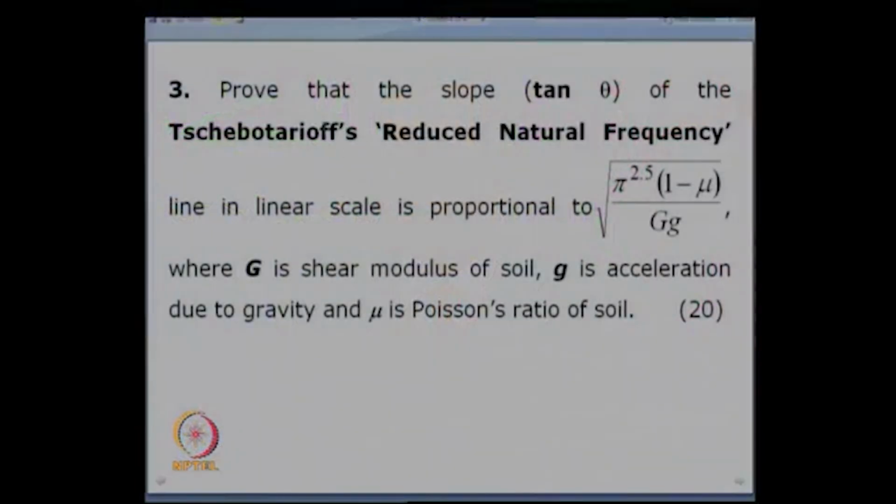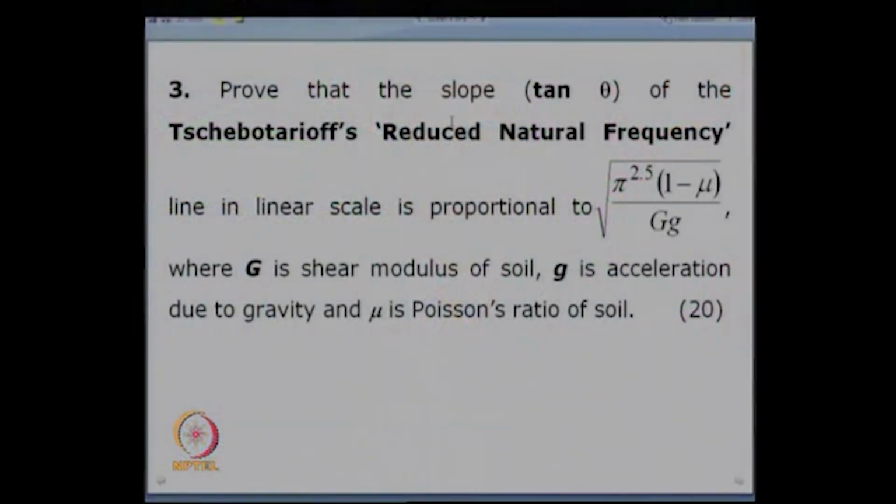Let us look at the next question. Question number 3 is: prove that the slope, that is the tan theta, of the Chebotarev's reduced natural frequency line in the linear scale, the graph which we have described in the theory part of this course. So, the same Chebotarev's design chart, we want to find out what is the slope inclination analytically. That is what we are asking here.